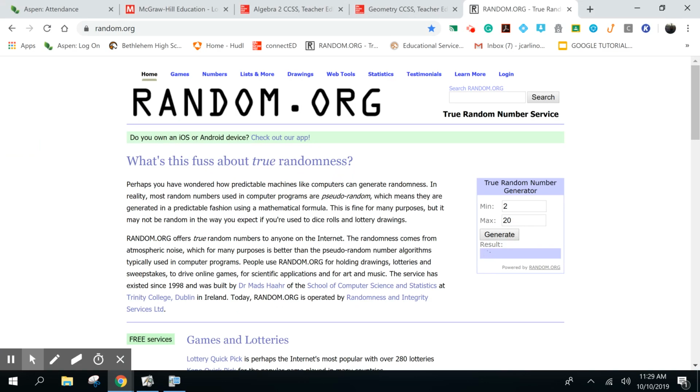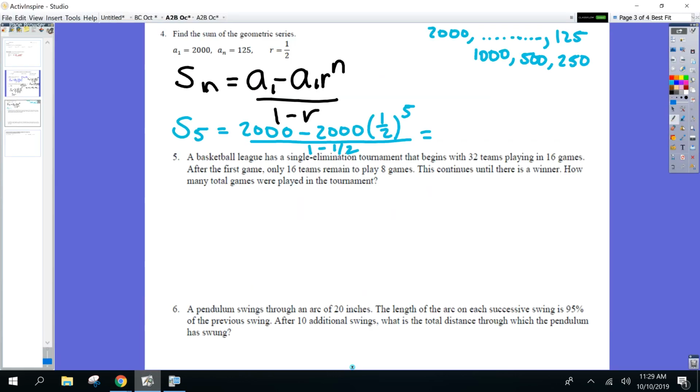And when you have it, the sum of the first 5 terms, 937.5. Is that what we got? You got the same stuff up here, Sarah. 2,000 minus 2,000. There you go.